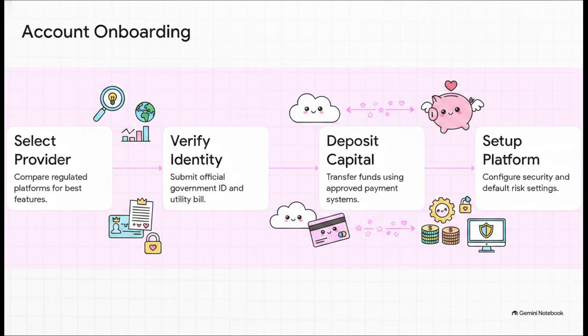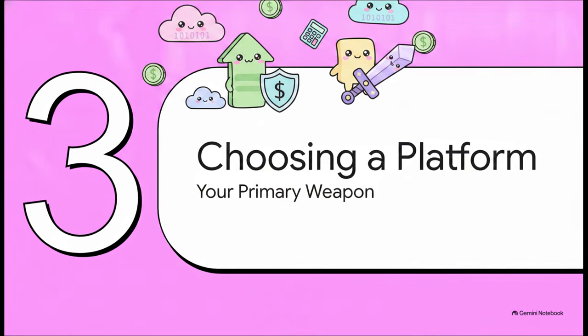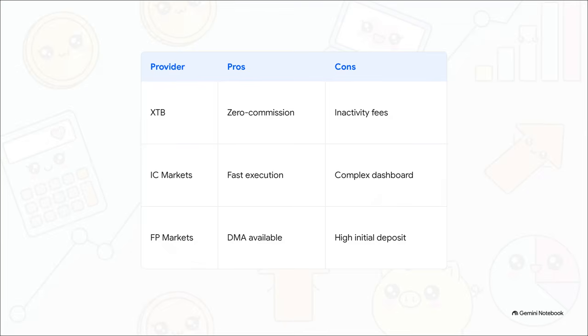This is where you lock down your security credentials, activate two-factor authentication, and most importantly, customize your default risk parameters. With the red tape cleared and your account funded, let's jump straight into Section 3, choosing a trading platform, which is basically your primary weapon. Picking the right software? It completely depends on your specific trading style.